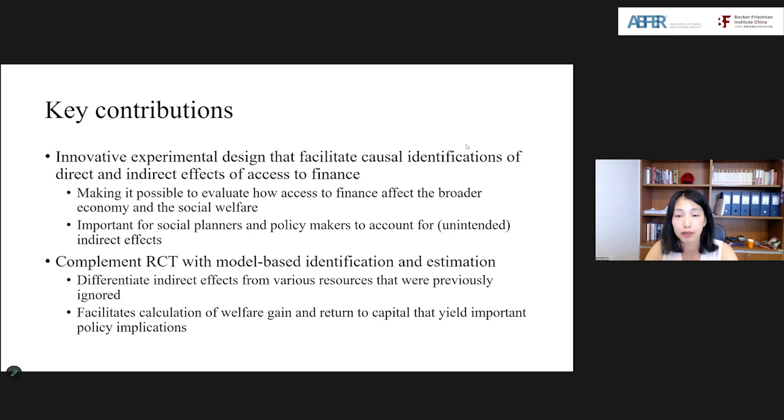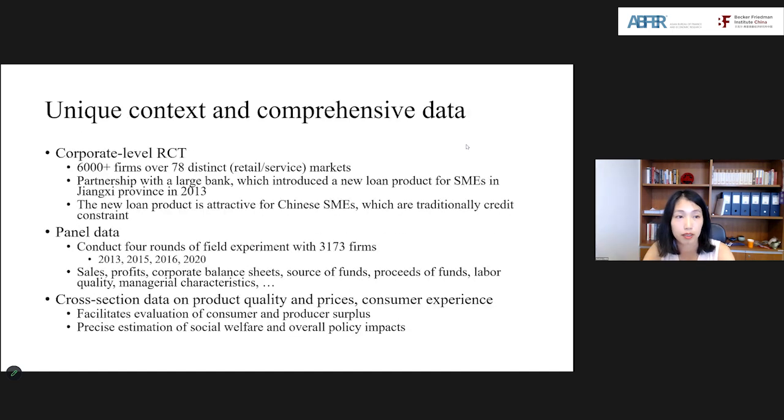So this paper provides a way to identify these effects and inform policy making that could oversee the overall impact from a more macro perspective. And it also complements the RCT with model-based identification and estimation. I find this part particularly impressive because it allows very natural differentiation of direct and indirect effects from various resources that were previously ignored. And it also facilitates calculation of welfare gain and return to capital that yield more important policy implications. Let me elaborate more before I proceed to some comments.